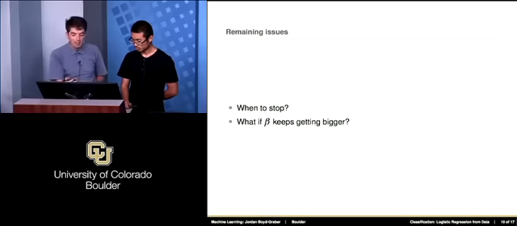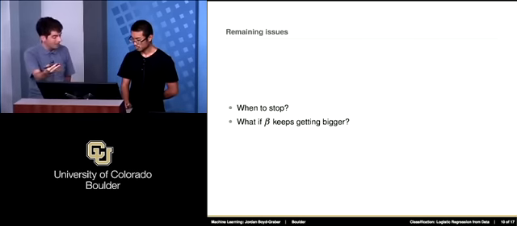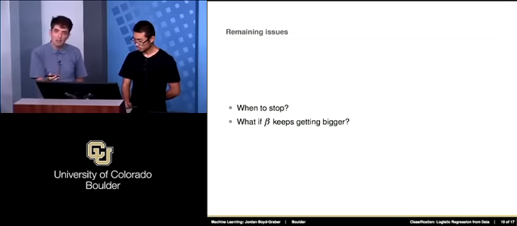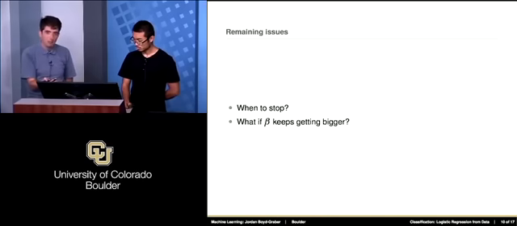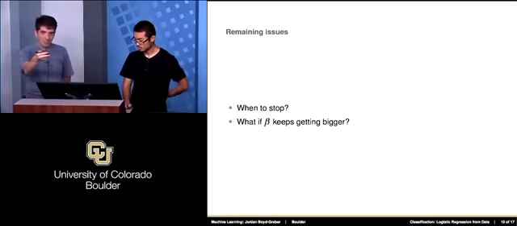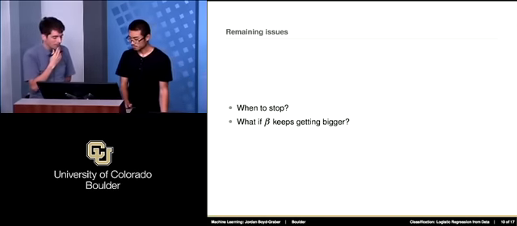There are some other issues. So when do you stop your optimization? You can do a couple of things. One, you can look to see if beta doesn't change very much. That usually works well. Or if your objective function doesn't change very much, that also works well. A lot of people are lazier and just do it for some number of iterations. That could run into problems.